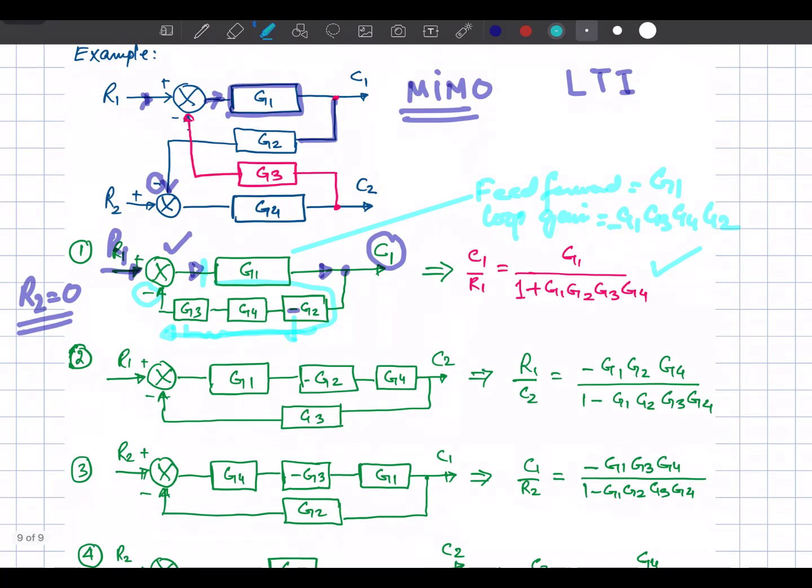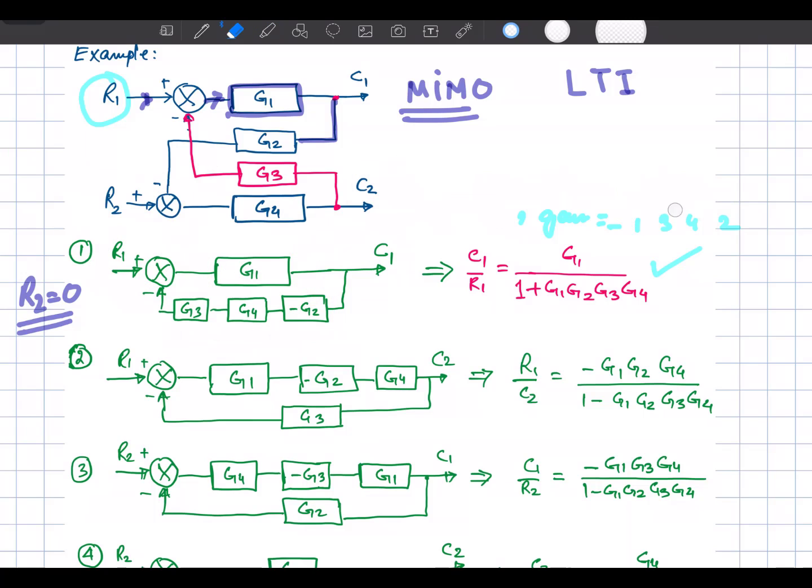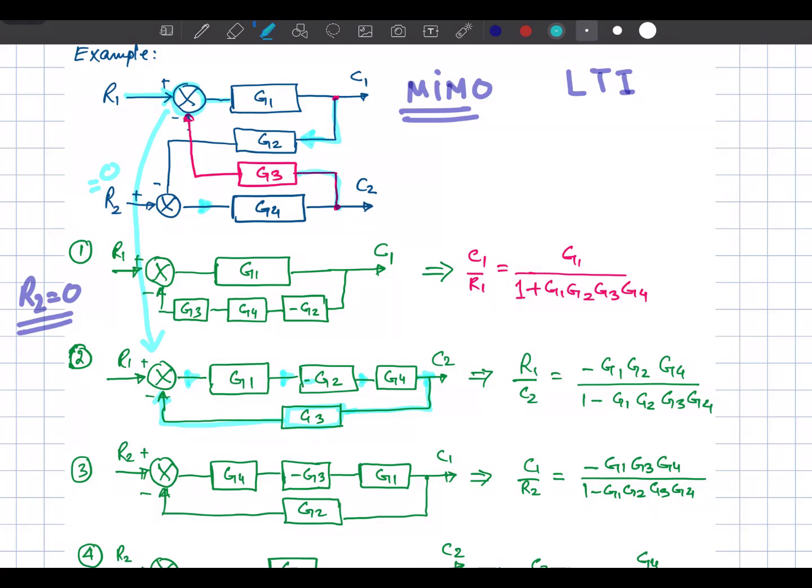Now let's see how we can relate input R1 with C2. Let me remove this part first of all. Okay, so now we are going to relate R1 with C2. Starting from R1, first of all we will move to this summing point, and then we have G1, and after passing through G1 the signal goes to this transfer function, that is G2. As this is equal to 0, so it will be minus G2, and then the signal is going into G4, and then from G4 we are going to get C2, and from here through G3 we are going back to this summing node, right?